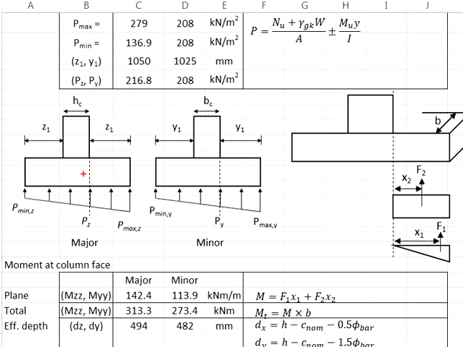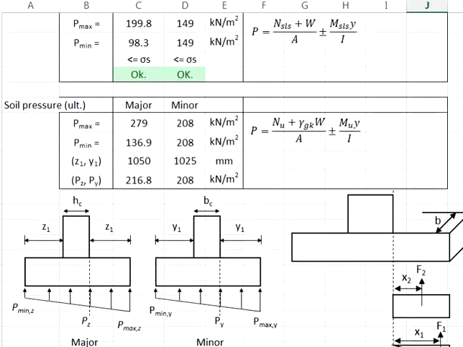Next, you will need to determine the soil pressure at the column face. In the minor axis is easy. Since you don't have any moment, the soil pressure will be the same throughout. That means this Py here will be the same as the other ends, equal to 208 kilonewton per meter square.